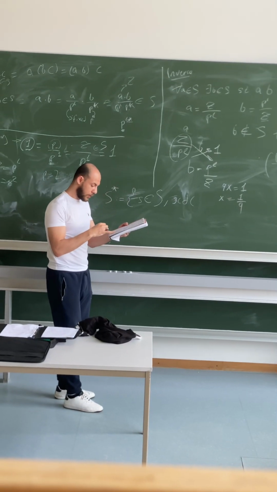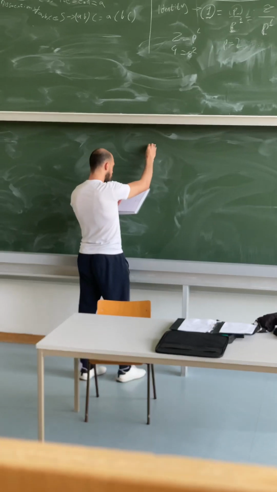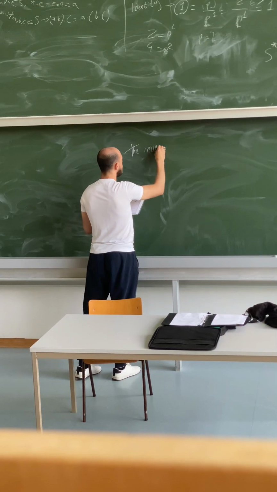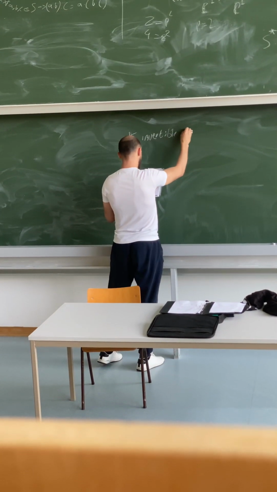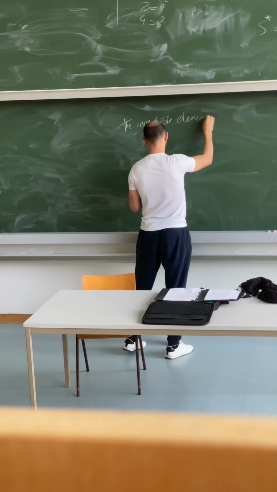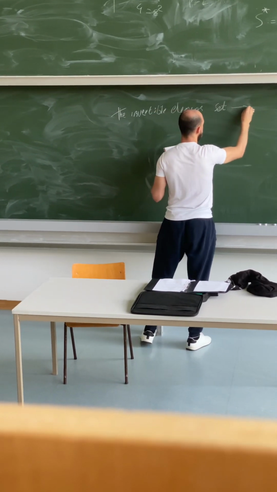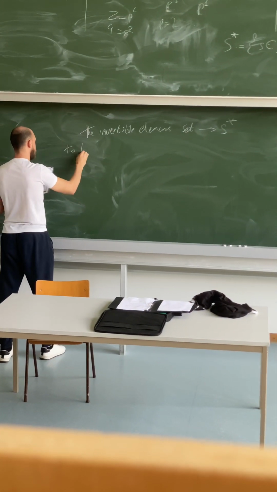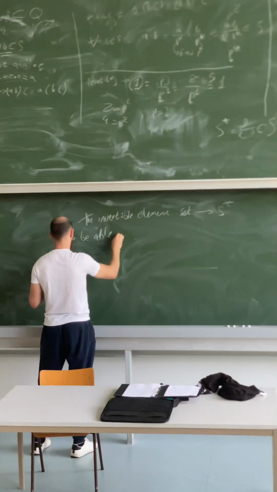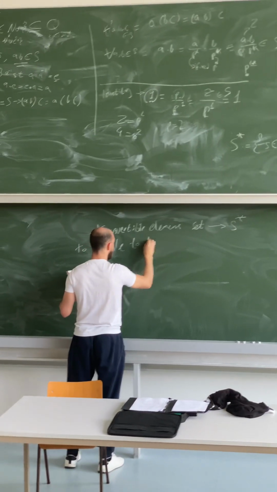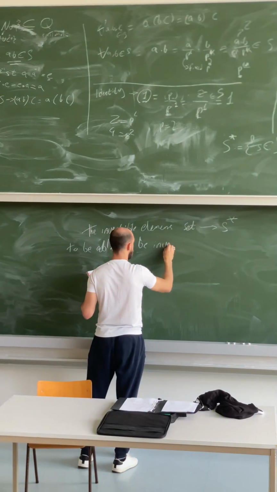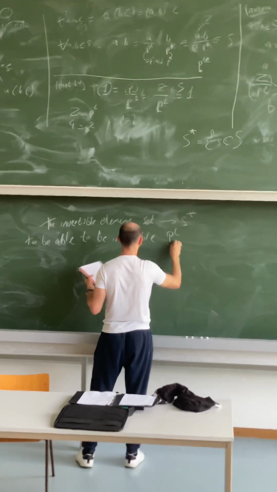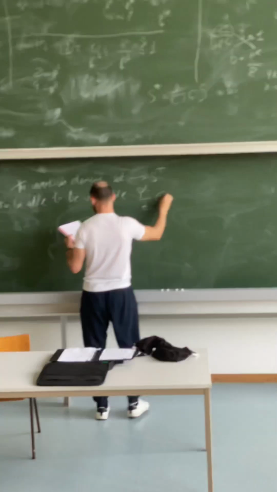So work with Z, I don't know. Like the invertible set, the invertible element set. I mean, the set of invertible elements is S asterisk. So to be able to be invertible, P to the power L over Z should belong to S.